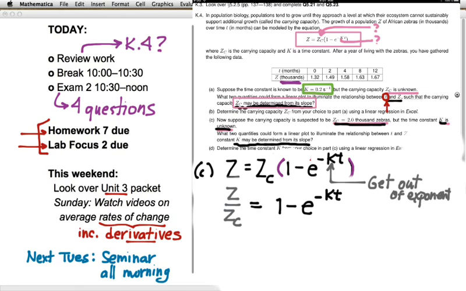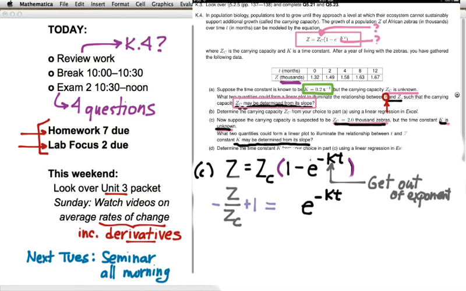Okay, then what? You subtracted 1 from both sides. All right, shift that 1 from the right-hand side over to the left-hand side. So it becomes z over z c minus 1 is equal to minus e to the minus kt. Then what? Then we multiplied by negative 1 on both sides to make positive 1. Yeah, multiply by negative 1 on both sides. So this sign flips and that sign flips.